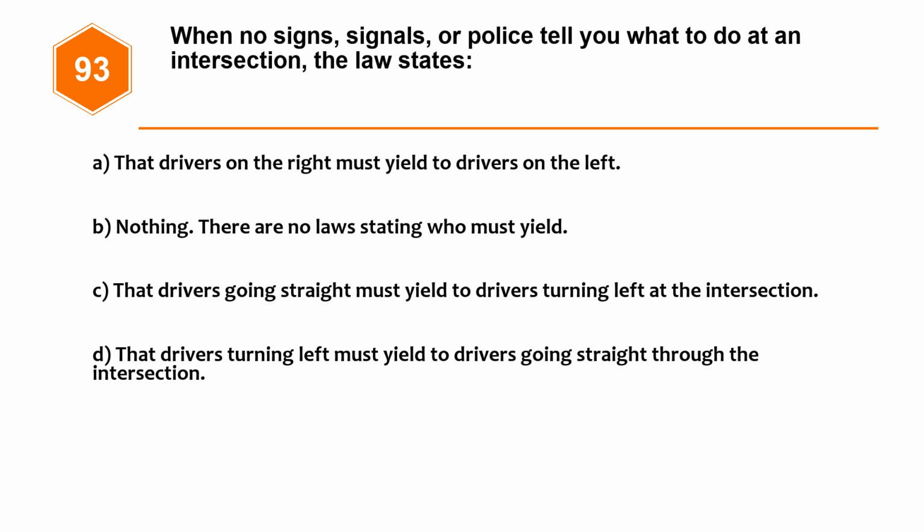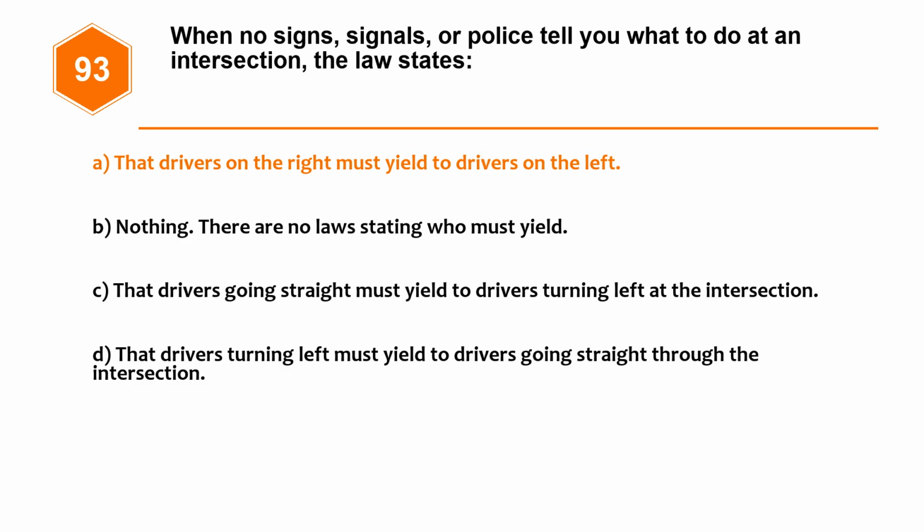Question 93. When no signs, signals, or police tell you what to do at an intersection, the law states: Option A, that drivers on the right must yield to drivers on the left. Option B, nothing. There are no laws stating who must yield. Option C, that drivers going straight must yield to drivers turning left at the intersection. Option D, that drivers turning left must yield to drivers going straight through the intersection.